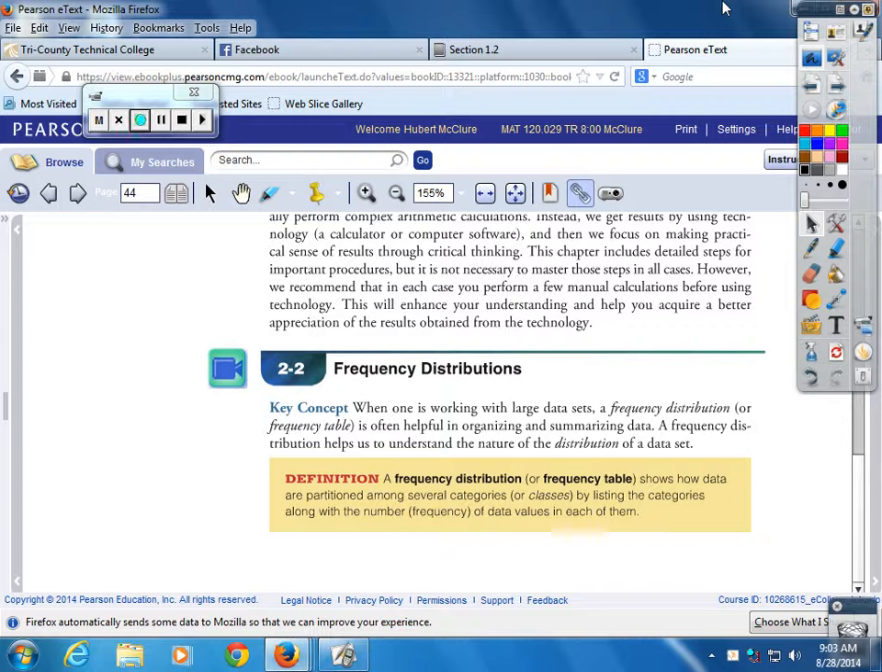Do not let the word frequency distribution make you go, oh God, that sounds complicated. All it is is a chart with a class and a head count. Class and head count. Simple as that. A frequency distribution or frequency table shows how data are partitioned among several categories by listing the categories along with the number of data values of each of them.